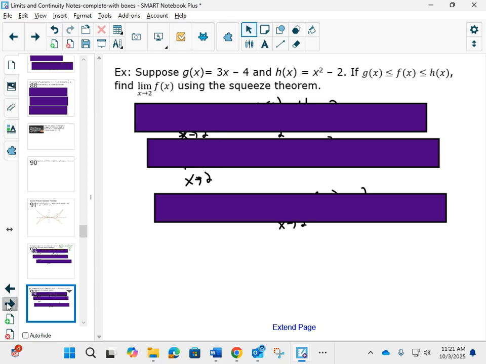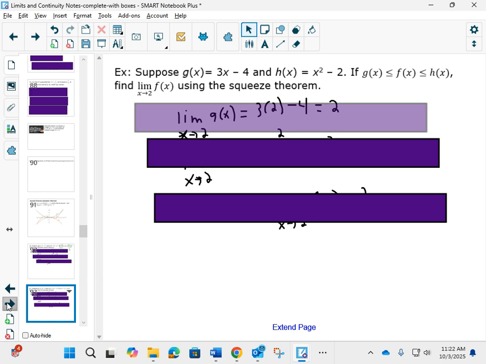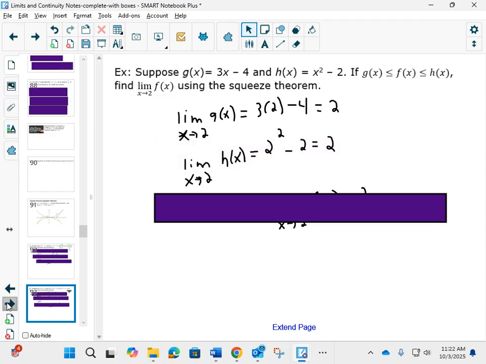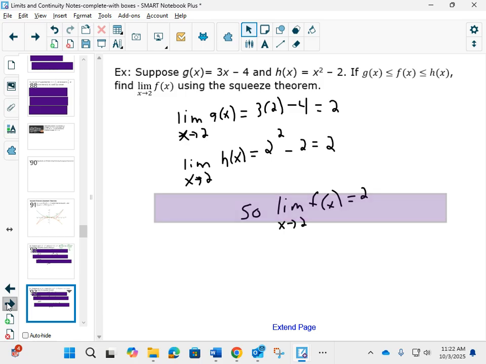g of x is 3x minus 4. h of x is x squared minus 2. And we know there's some function f of x that has to be always between g of x and h of x. What happens as x goes to 2 for g of x? It's equal to 2. What happens as x goes to 2 for h of x? It's also equal to 2. So by the squeeze theorem, we can say that the limit as x goes to 2 of f of x is equal to 2.